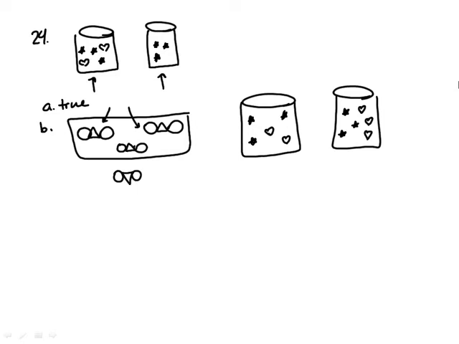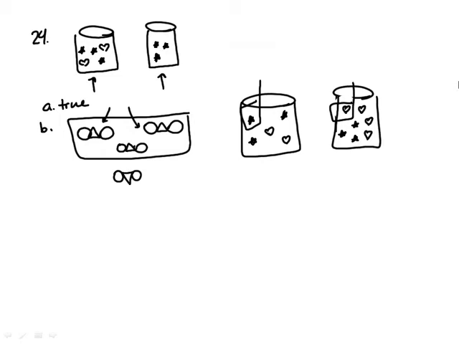If I sample from this container, I might pull out a star. But let me erase this star here. Let's say I sample from this container in the same way, and in that case, I'm going to pull out a heart, because mixtures do not have constant composition. It depends on where I sample from my mixture as to what I pull out of the mixture. That's the definition of a mixture: it has variable composition.